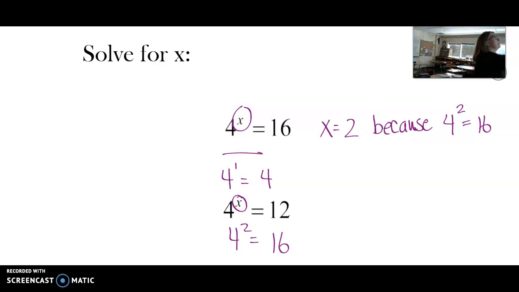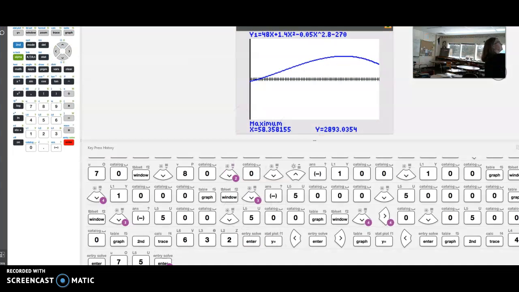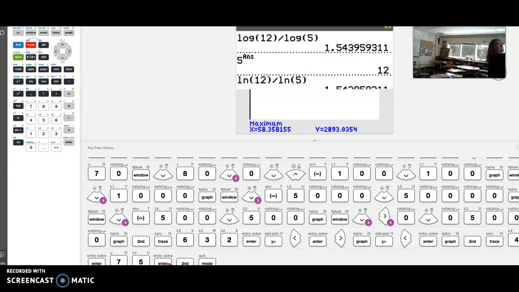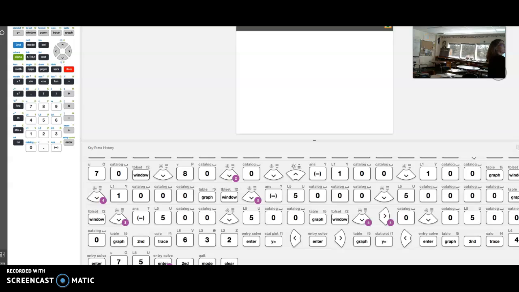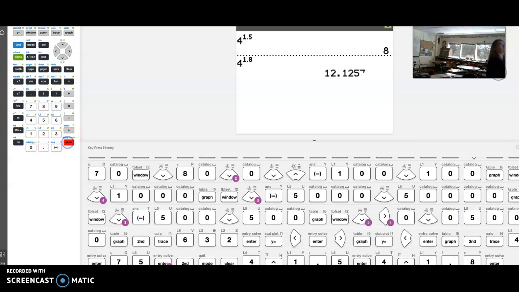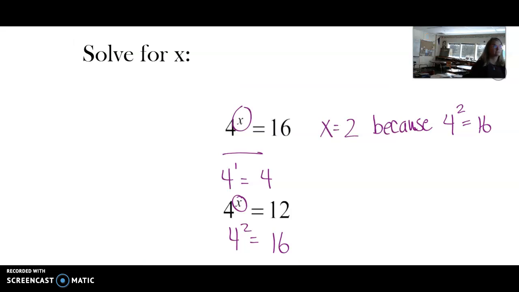You could try putting in 4 to the 1.5, that's still too small because we wanted it to be 12. So then you could say, okay, let's see if it's 4 to the 1.8. That's pretty close. 4 to the 1.8 is a little too big because we want it to equal 12, not 12 point something. So you could do that all day long until you get closer and closer and closer.